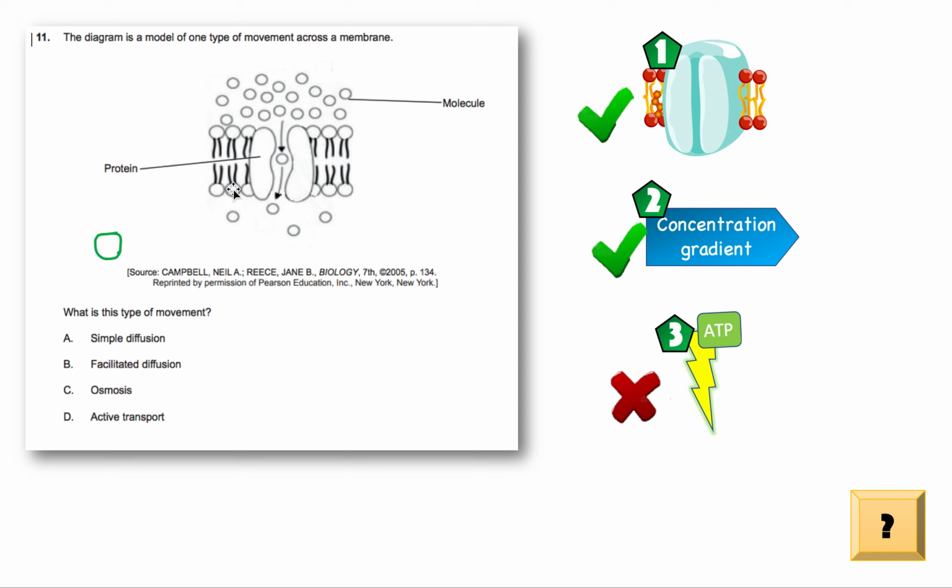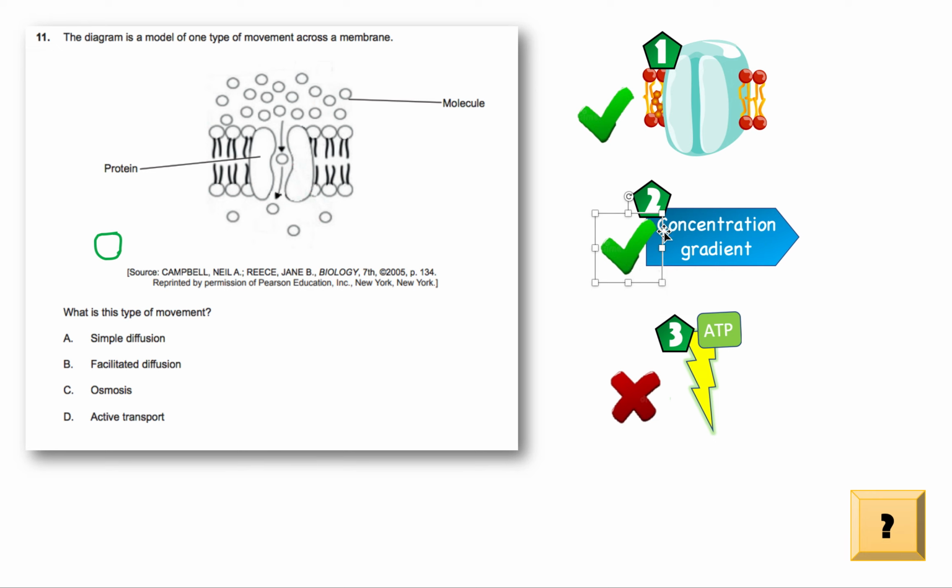So let's look at this picture. We can see that there's a high concentration of molecules here and a low concentration of molecules here. So this could be the outside of the cell, and this might be the inside of the cell. So we know there's a concentration gradient because the molecule is moving from the high concentration to the low concentration. It's moving down the concentration gradient. So we can put a tick on concentration gradient. Yes, it needs a concentration gradient.